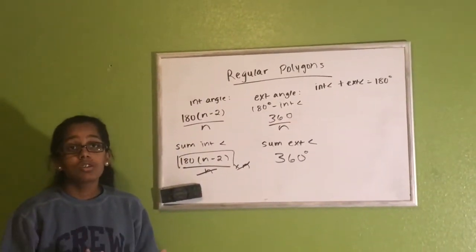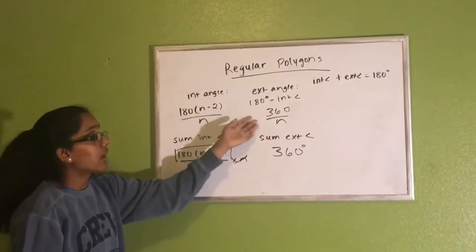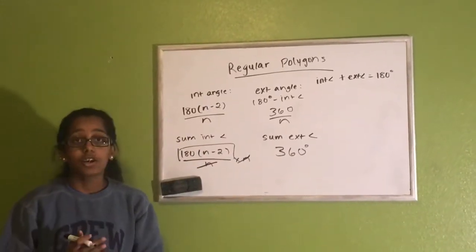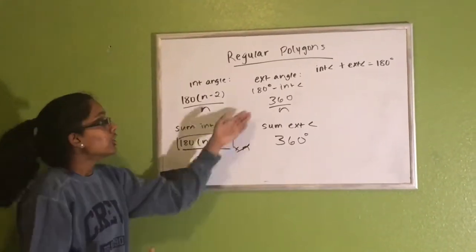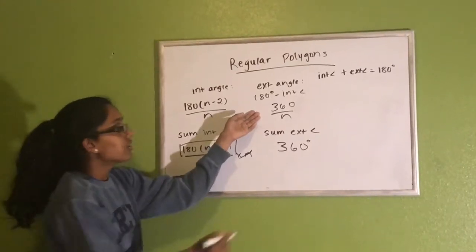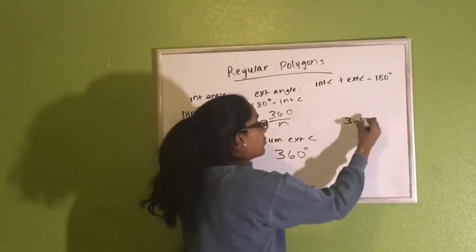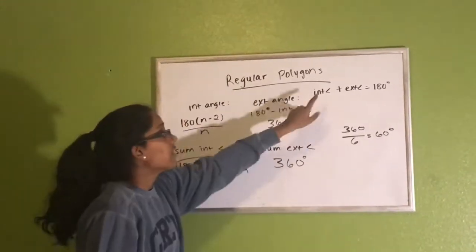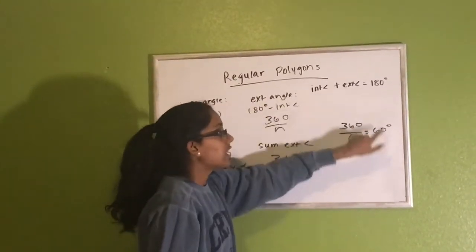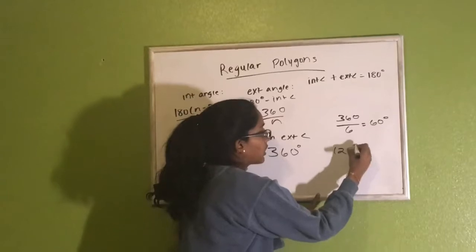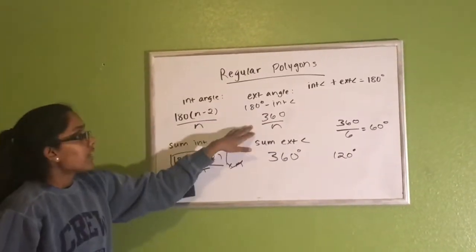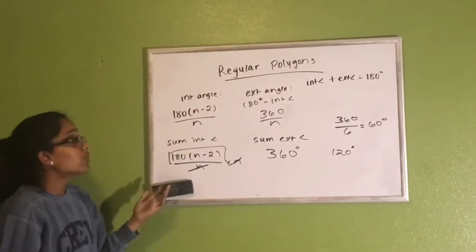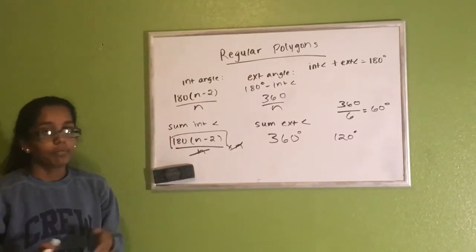And if you wanted to, you could work backwards. If I were to ask you to find the interior angle of a hexagon, you could find the exterior angle first. So that would give us 60 degrees for the exterior. And then the interior would be 180 minus 60, so that gives you 120. That makes it a lot faster, but if you wanted to, you could just use the formula.